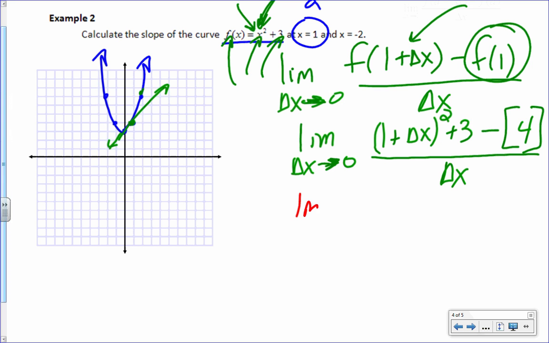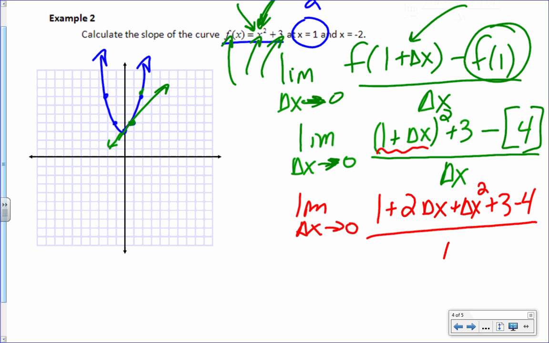So the limit. Is it okay if I FOIL this out for you? Okay, so it'd be 1 times 1 is 1 plus, everybody's good with that? So it'll be 2 delta x plus delta x squared. That's me taking 1 plus delta x times 1 plus delta x on scrap paper, known as my head. And then plus 3 minus 4. Wow, that's the worst delta ever made.